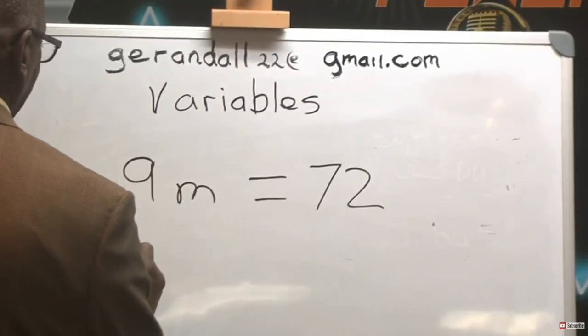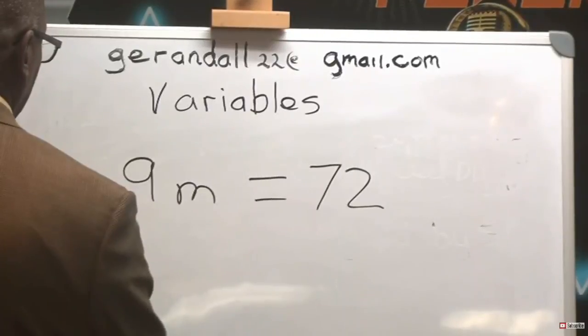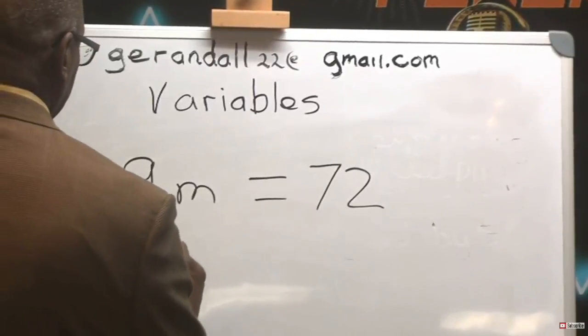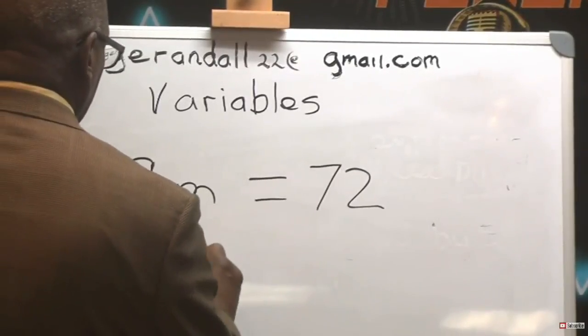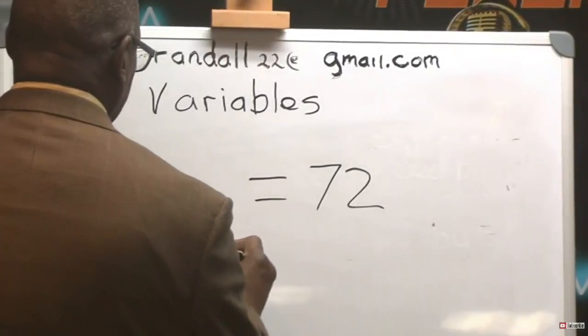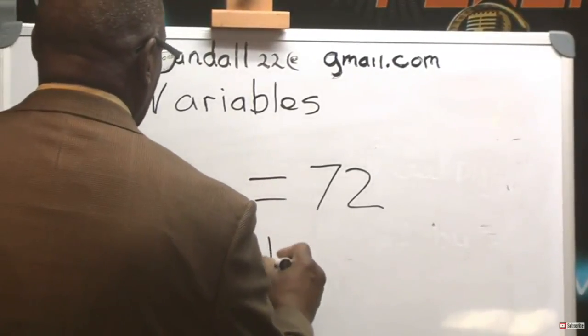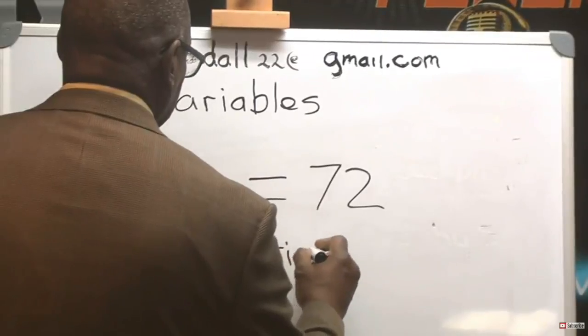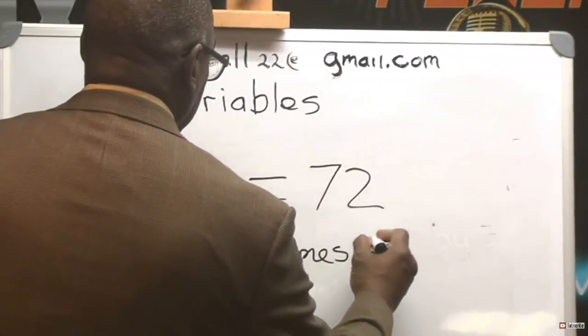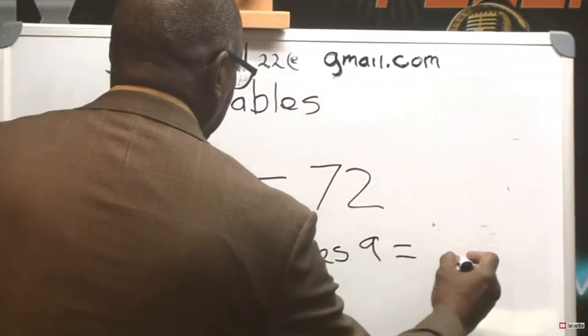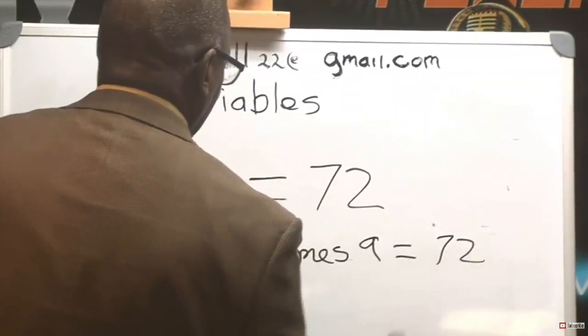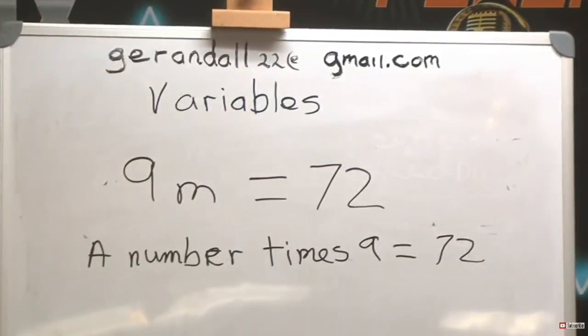So again, in this case, a number times 9 equals 72. Now, again, we're back to our basic facts. What number multiplied by 9 equals 72? 8.